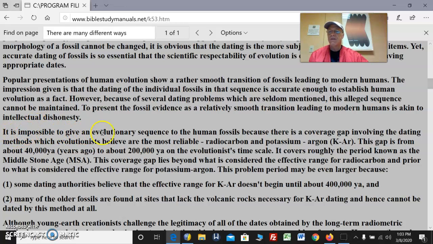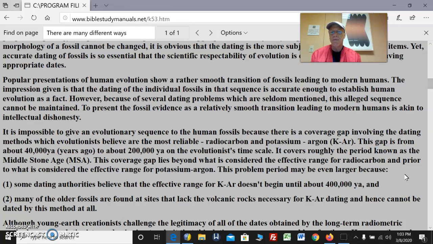It is impossible to give an evolutionary sequence to the human fossils because there is a coverage gap involving the dating methods which evolutionists believe are the most reliable, radiocarbon and potassium argon. This gap is from about 40,000 years ago to about 200,000 years ago on the evolutionist time scale. It covers roughly the period known as the Middle Stone Age. This coverage gap lies beyond what is considered the effective range for radiocarbon and prior to what is considered the effective range for potassium argon.